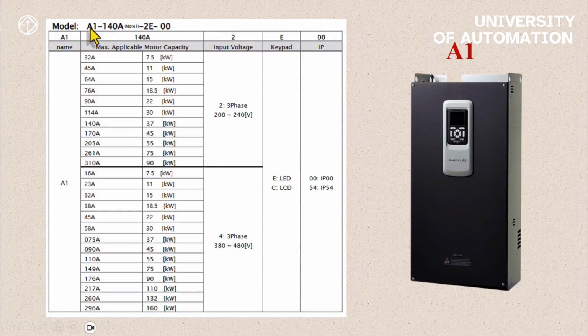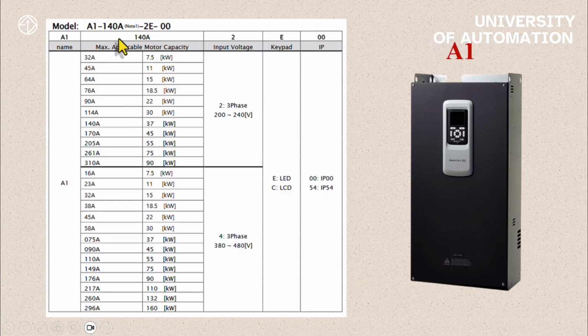First, the model of the inverter is written, it's the A1 model. After the model, there's a dash, and after the dash, the power of our device is indicated. For example, if the number after the dash is 140, we look at the table and see that 140 corresponds to 37 kilowatts. So after this dash, the power of my device is specified, which we check according to this table. Here, the code we have is 140, so it corresponds to a 37 kilowatt inverter.